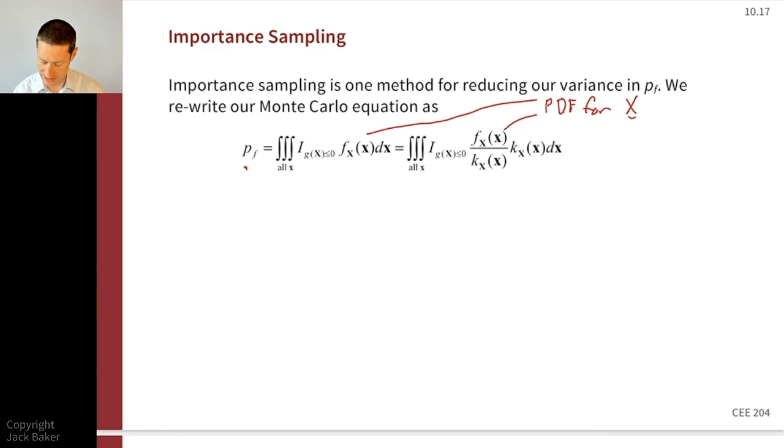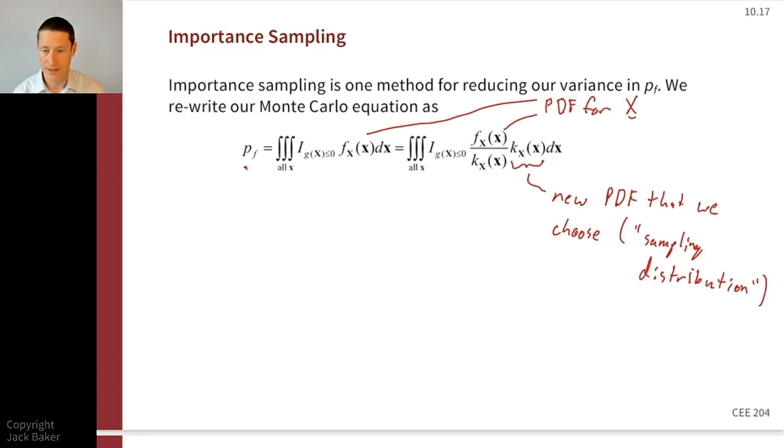I'm going to leave the PDF for x in here, but I'm going to multiply and divide by this k of x. This is going to be a new PDF that we choose, and we're going to refer to it as the sampling distribution. The idea is we define a new PDF in here and plug it into the equation. As long as I multiply and divide by it, so it's sitting down in the denominator too, I haven't changed my calculation, right?